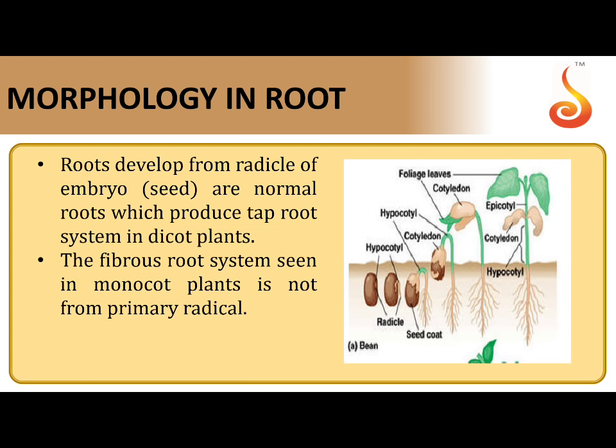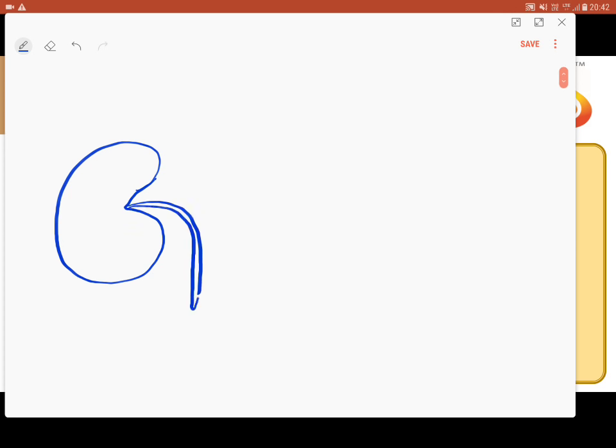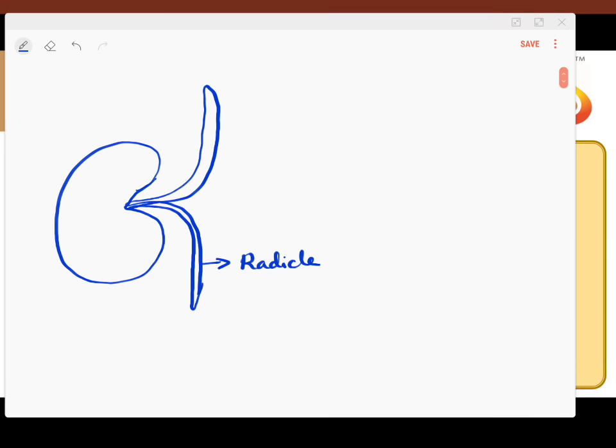Moving on, let us see how a root develops. Now, this is a seed. On germination, the seed produces radicle and plumule.